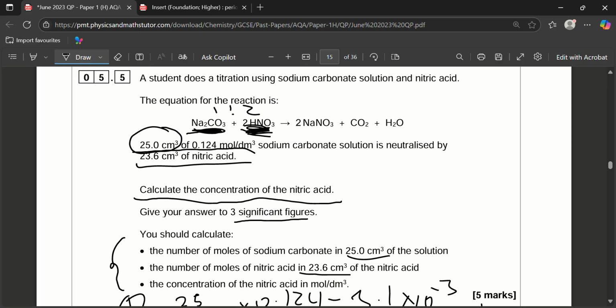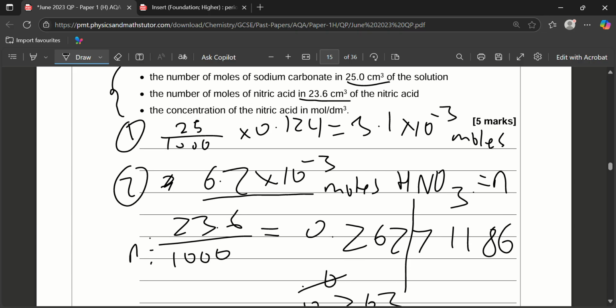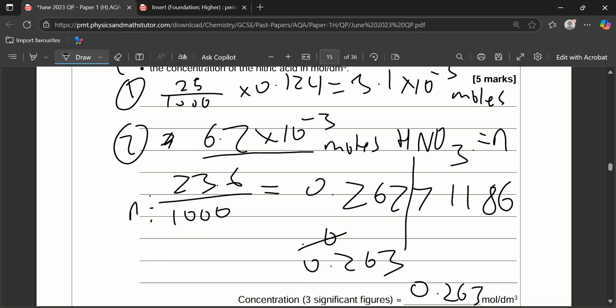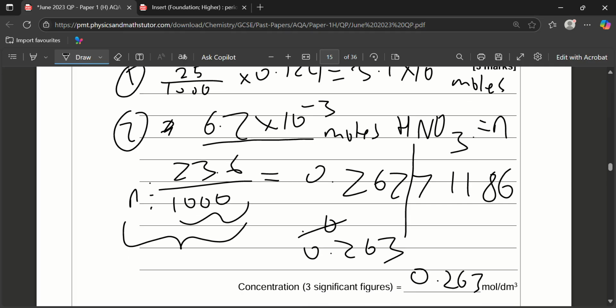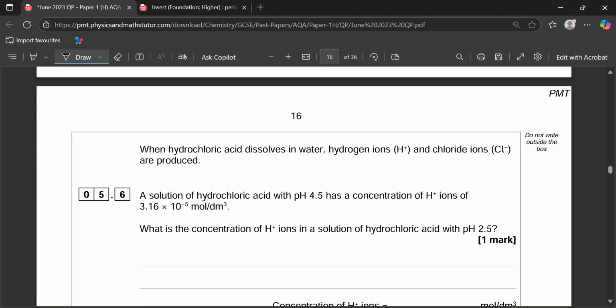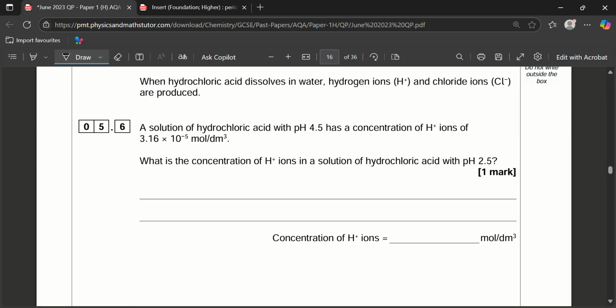So you get 1 mark for finding the number of moles. You'll get your second mark for doubling, seeing this molar ratio 1 to 2. Third mark would be to divide again, convert the units over here. Fourth mark, divide the moles by the new volume. And your final mark is to just round to 3 sig figs.